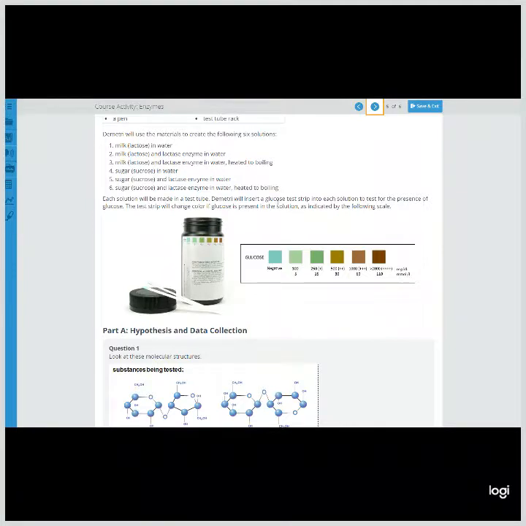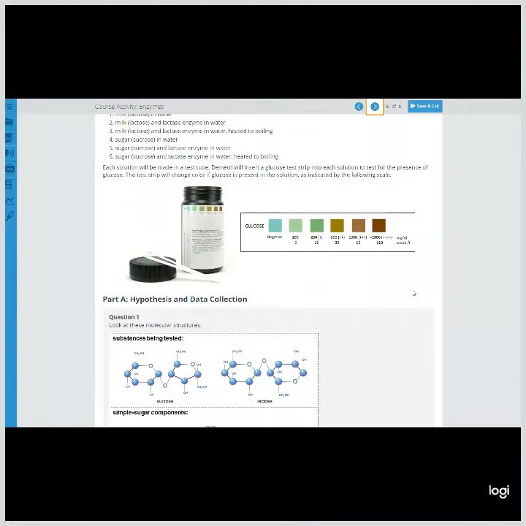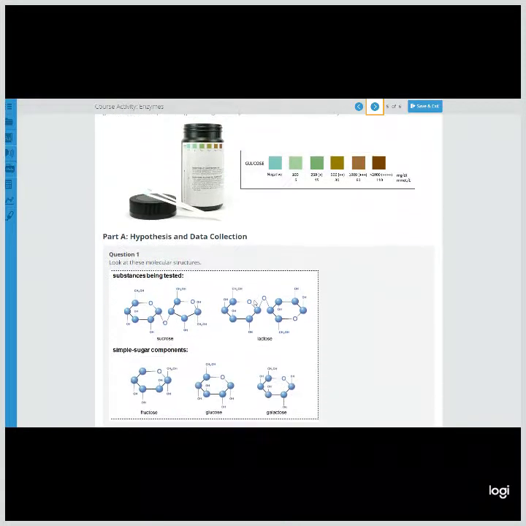Each solution will be in a test tube, and Dimitri will insert glucose test strips into each solution to test for the presence of glucose. The test strips will change color if glucose is present in the solution, as indicated by the following scale. One caveat I want to mention is this blue color. It is more bluish in this picture than the actual test sticks. During filming, the pictures show a slightly different color than right here. I'll try to help explain it so you can tell.